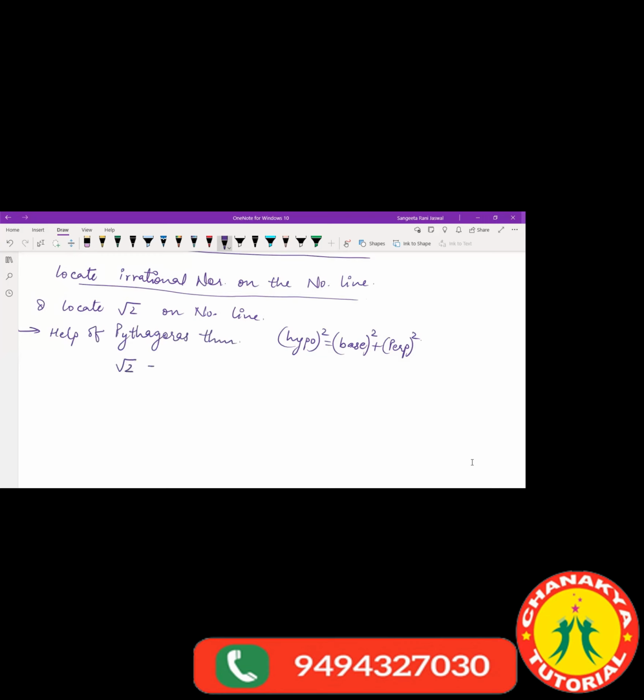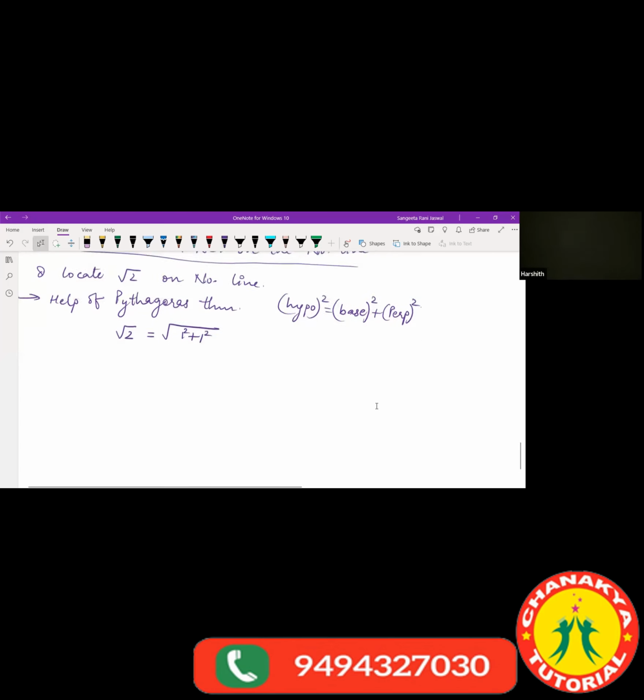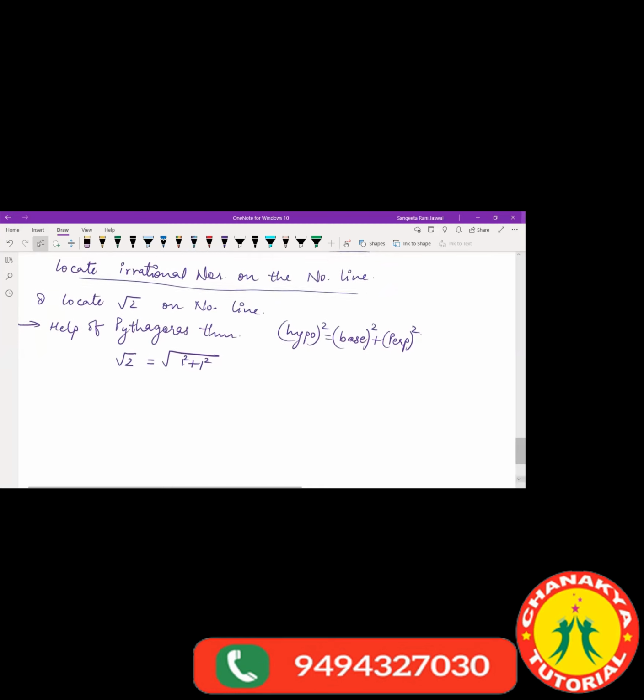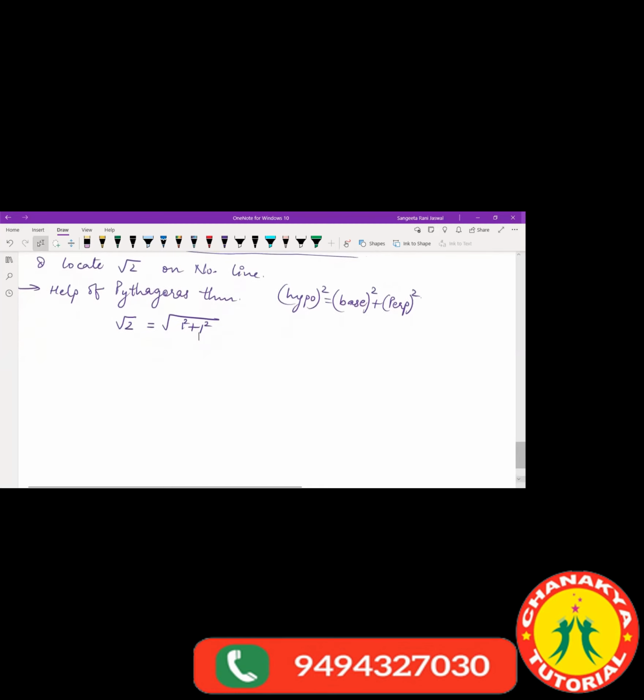What help will we take? We want root over 2. Now we can write root over 2 as the square root of 1 plus 1. We can write this as 1 square plus 1 square. We can write it like this. Yes or no? Yes, ma'am. See, if at every step you tell me that you are understanding, then only I will move to next step.